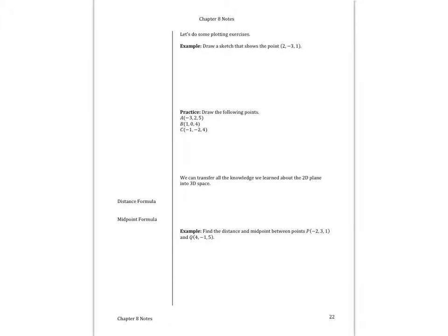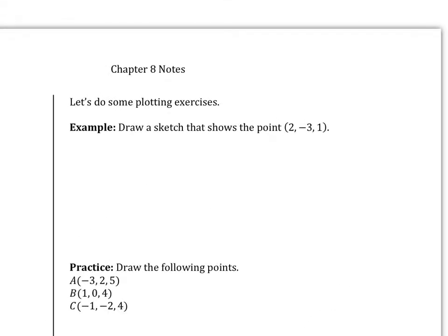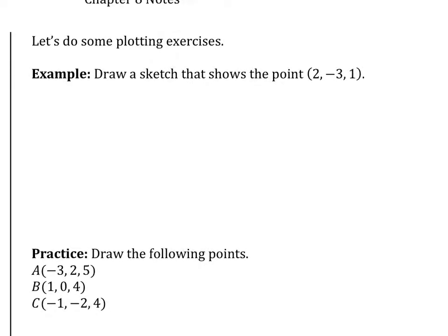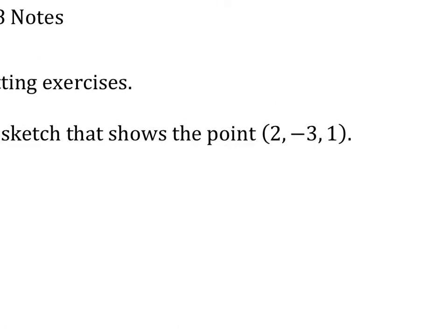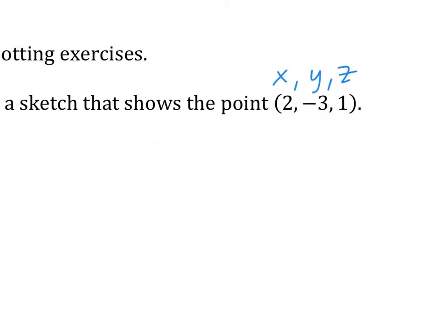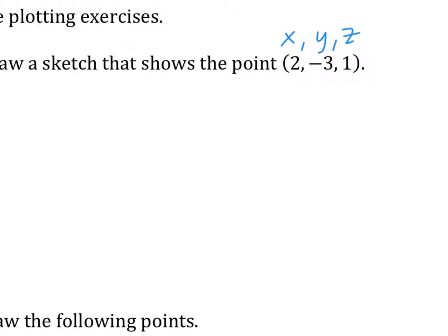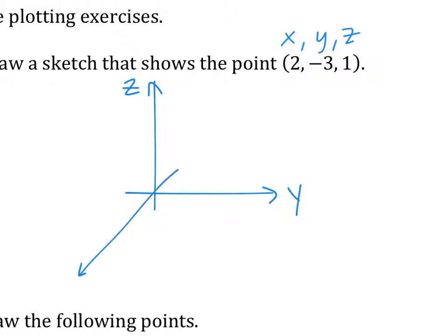All right, let's try drawing these. We're going to draw the point 2, -3, 1. So that's x, y, z. Just to clarify, octants are like the quadrants. Correct, the quadrants in the 3D world. All right, so we're going to draw this point. Let's go ahead and draw our axes first. This is y, this is z, and then x comes out.